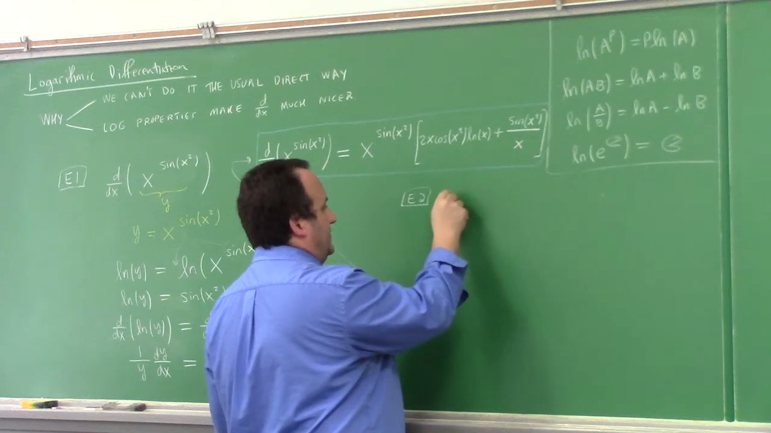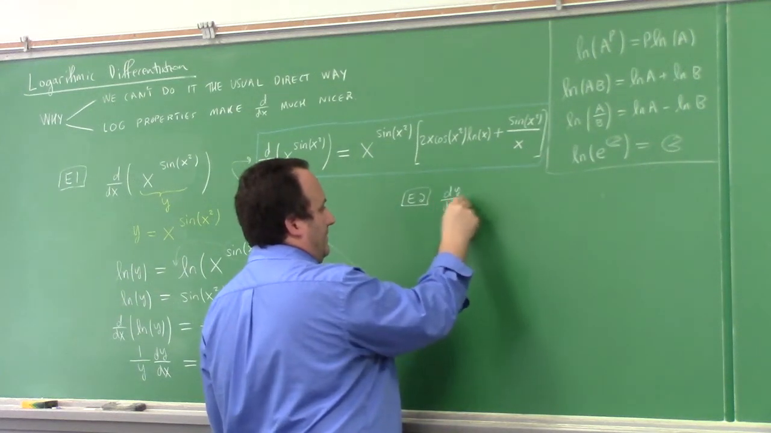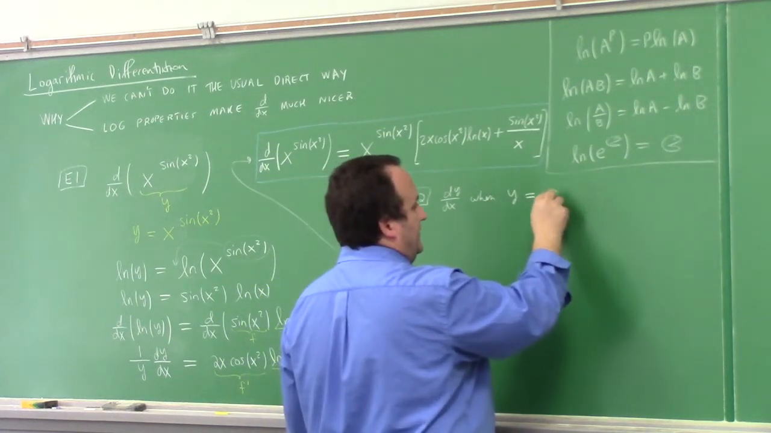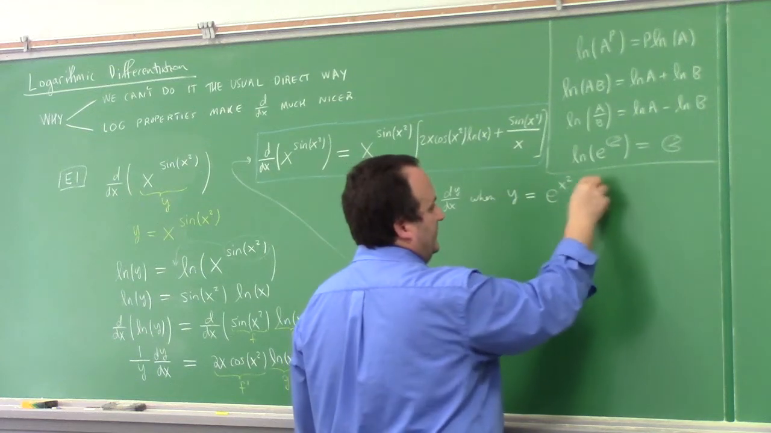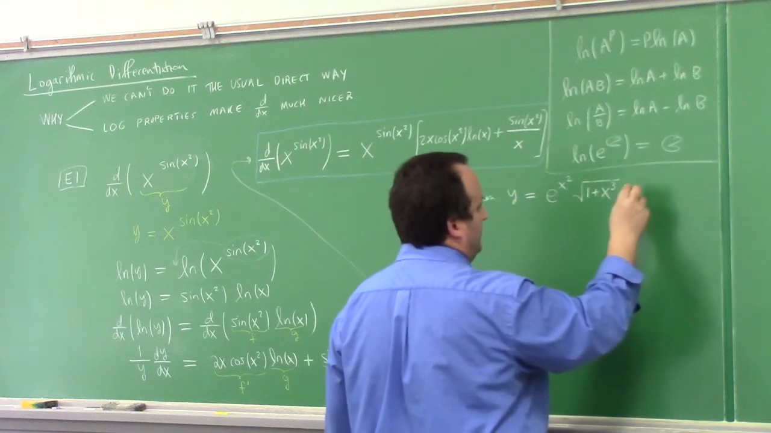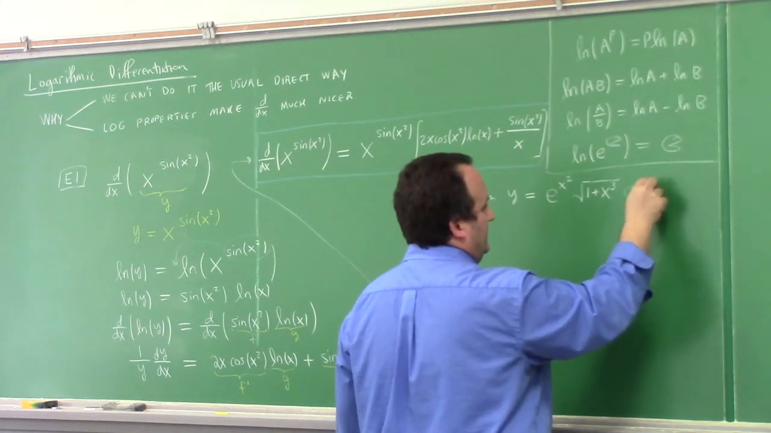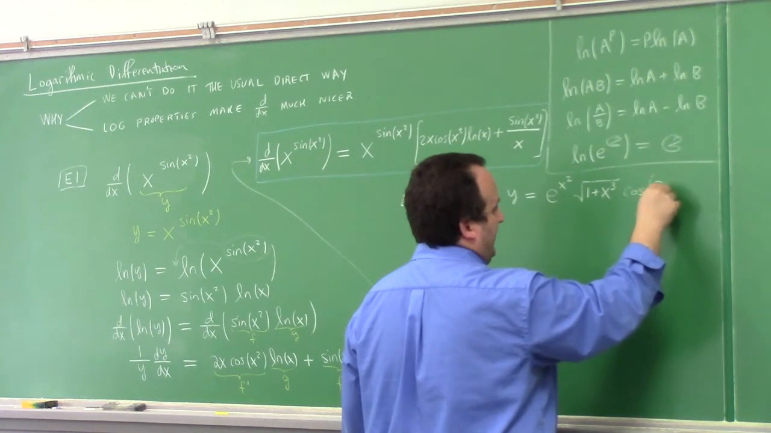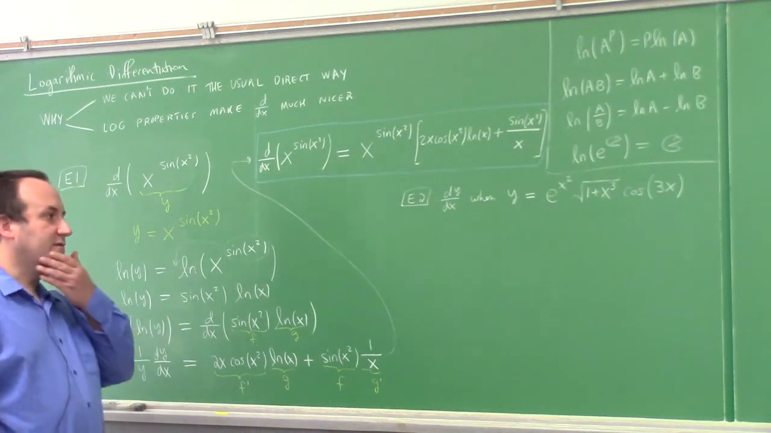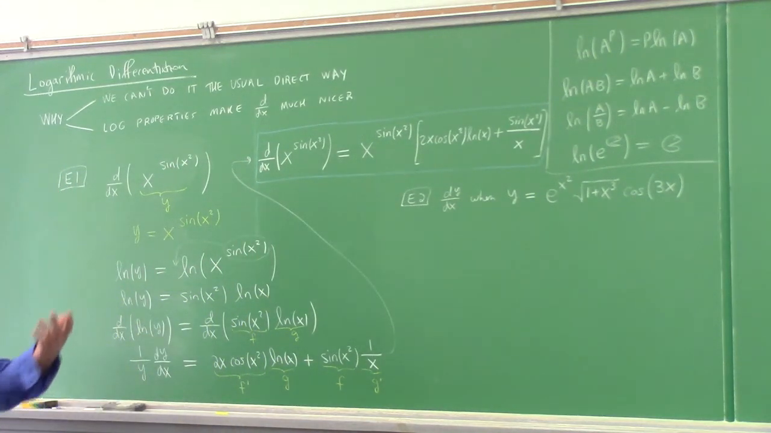We're trying to calculate dy/dx when y equals, let's say, e to the x squared times the square root of 1 plus x cubed times the cosine of 3x. So this would be kind of a pain to differentiate directly, right? We'd have to do a triple product rule, right? Let me show you how this problem looks if we use logarithmic differentiation.